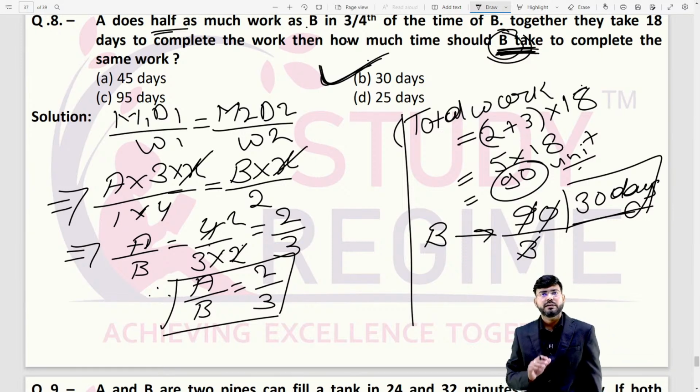But in this question it has been asked how much time B will take to complete the same work. So you have divided this 90 by what? 3. I have divided this 90 by 3, I have got 30 days. So your answer will be what? 30 days.